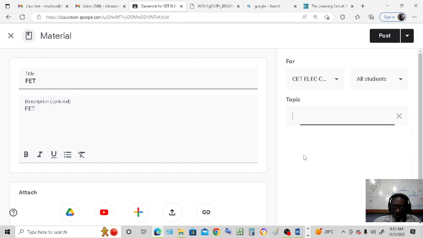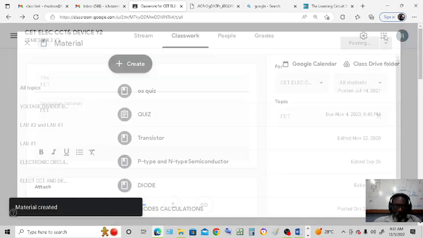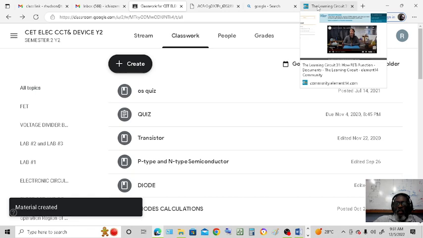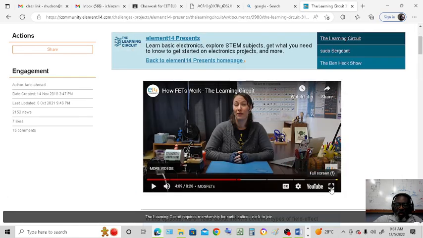What does FET mean again? What does FET mean, people? It's a field effect transistor. FET means field effect transistor.